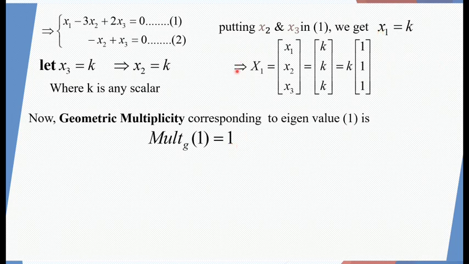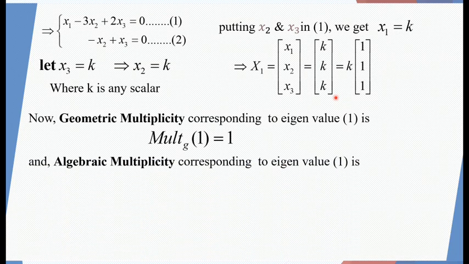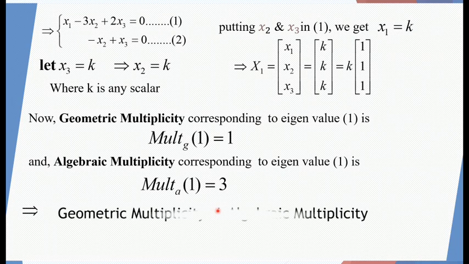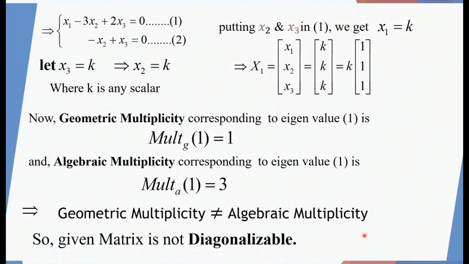Because only one independent eigenvector exists, all the three are the same, so only one eigenvector exists, na? And the algebraic multiplicity corresponding to eigenvalue 1 is, this is repeated 3 times, so it is 3. Since both are unequal, geometric multiplicity is not equal to algebraic multiplicity, so the given matrix is not diagonalizable.